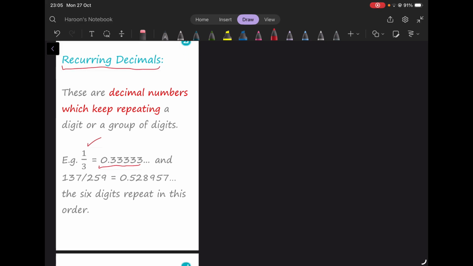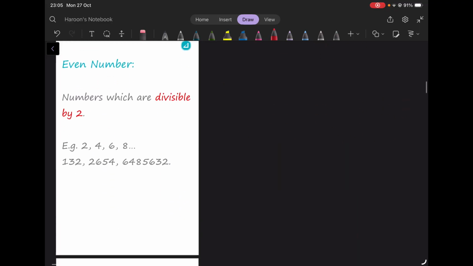We can have, for example, this as well, 137 divided by 259. This would actually give you 0.528957. Then this would start repeating 528957. Then again it repeats 528957, and again 528957 and so on.